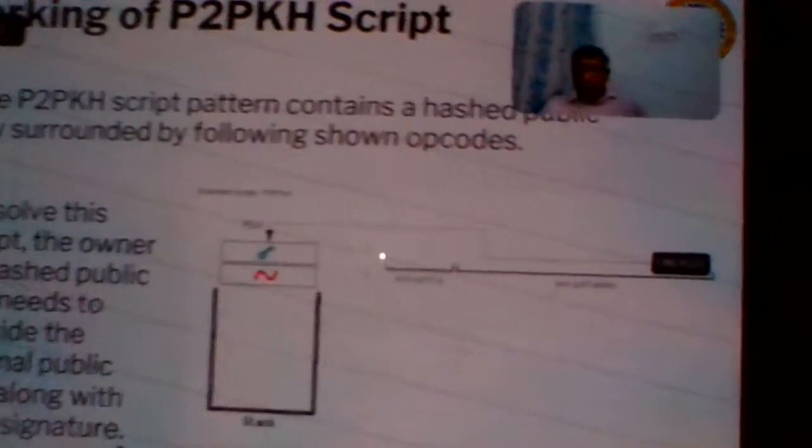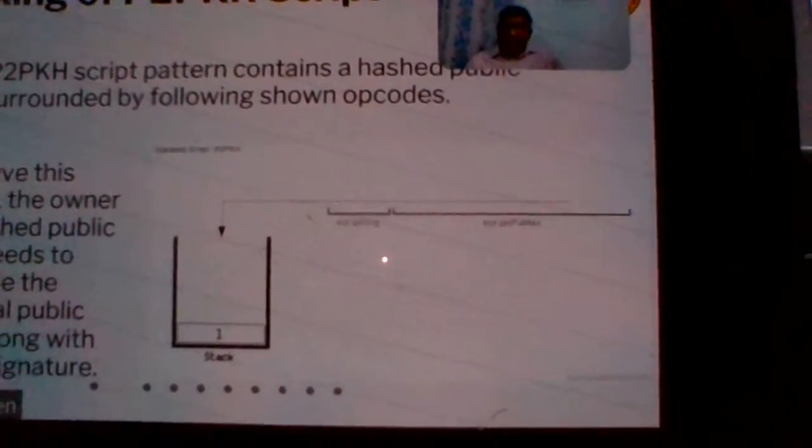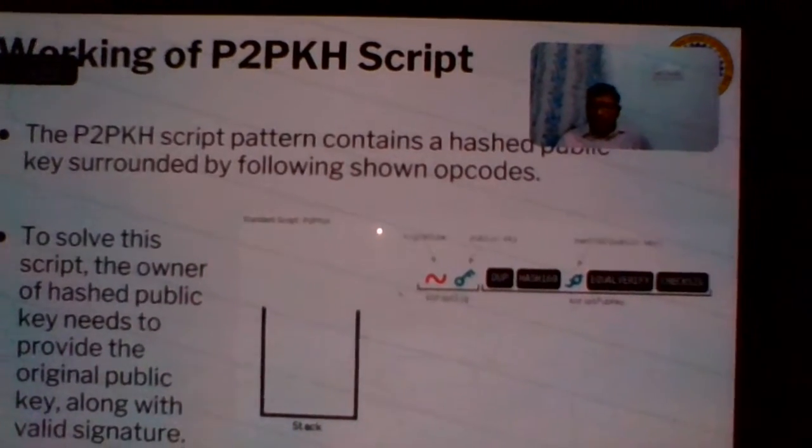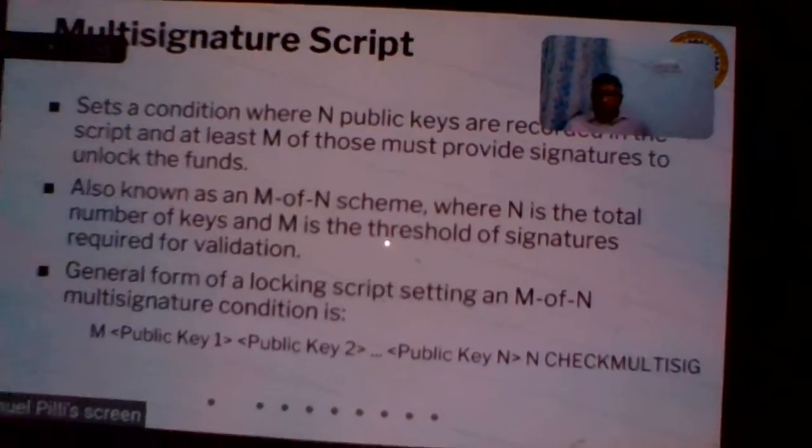So the P2PKH script pattern contains a hashed public key surrounded by the following opcodes, of course, like CheckSig, and you have different values, like EqualVerify, Hash160 and all. So that is what happens.